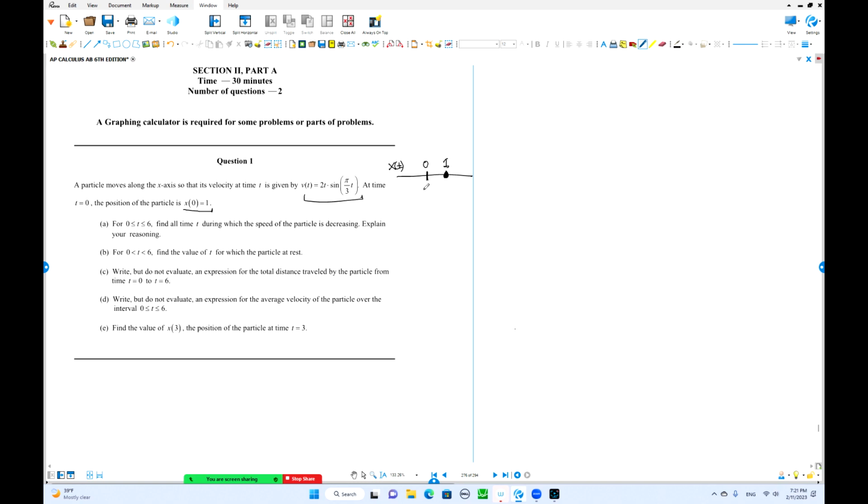Okay, question number A. Interval is given 0 to 6. Find all times t during which the speed of the particle is decreasing. Speed is decreasing. To check whether speed is decreasing, we check the sign of velocity and the sign of acceleration, right? Decreasing means what? Acceleration has the opposite sign of velocity. Different sign, right? Opposite sign, okay? So plus minus or minus plus. Then the speed of the particle is decreasing. So we have to check it out.